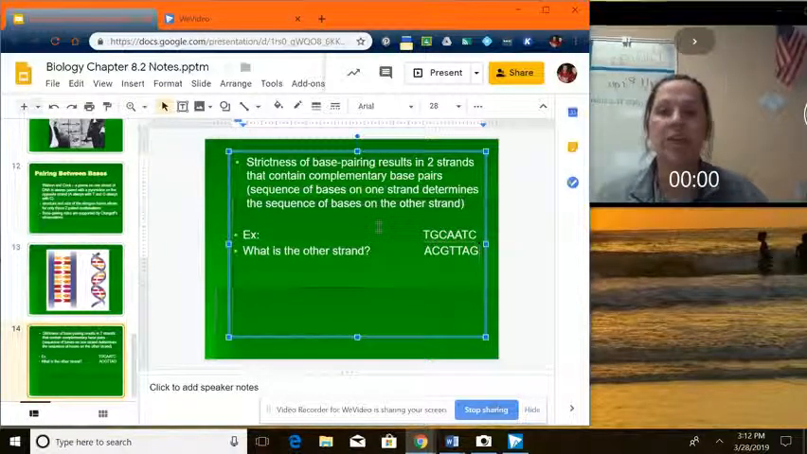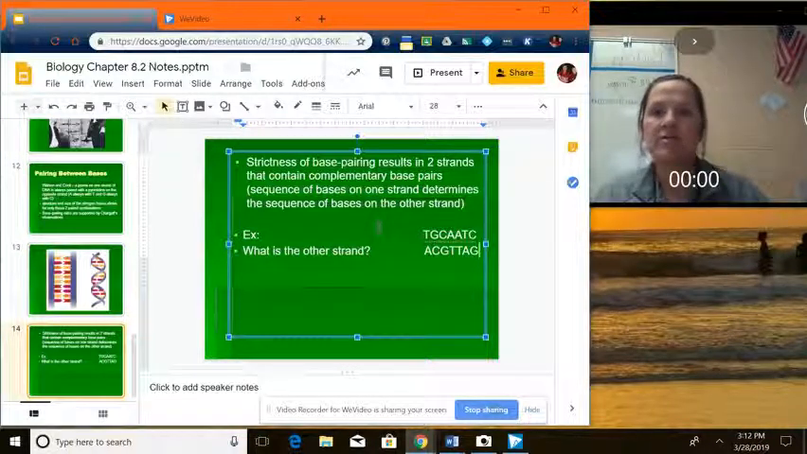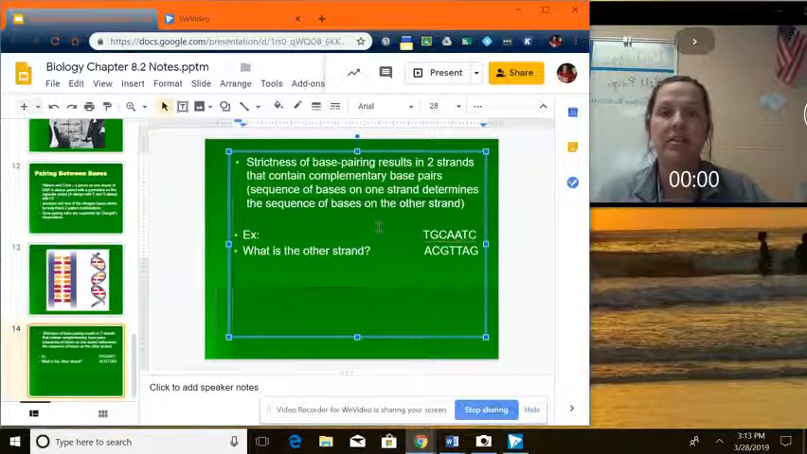Later when we introduce RNA, it gets a little bit more difficult because different base pairs switch out. But for now, it's as simple as that. Every time you see a T, it goes with A, G goes with C, and vice versa.